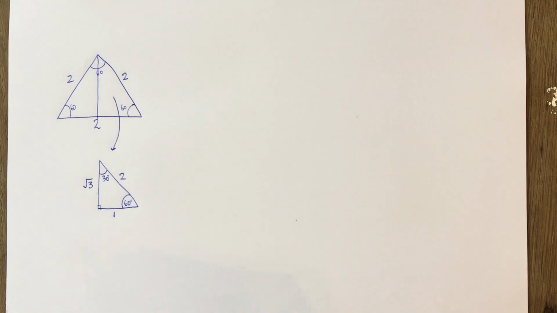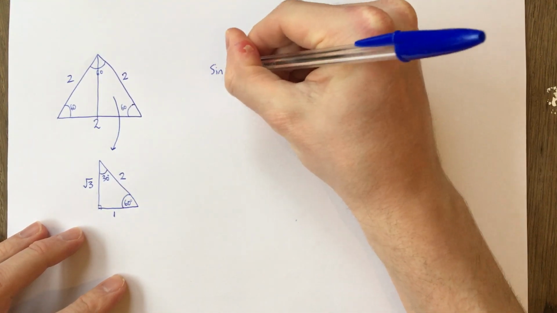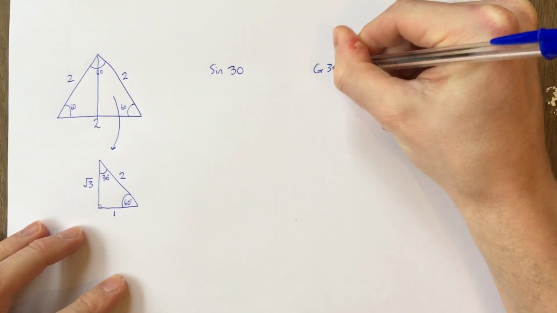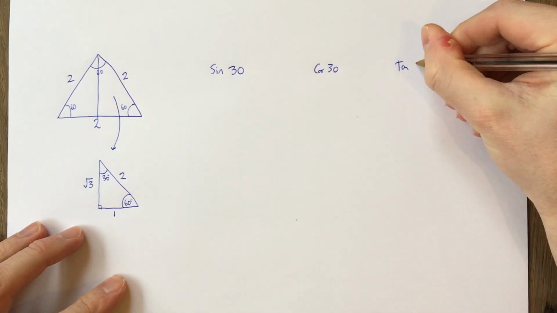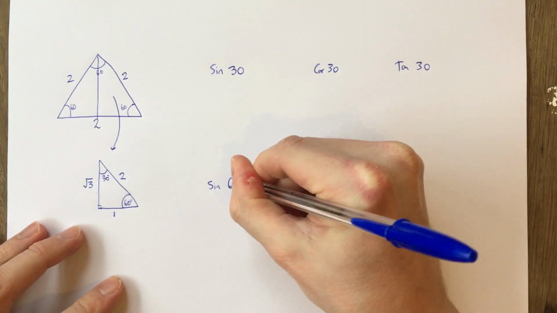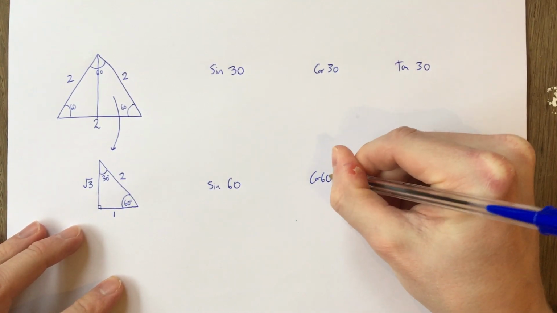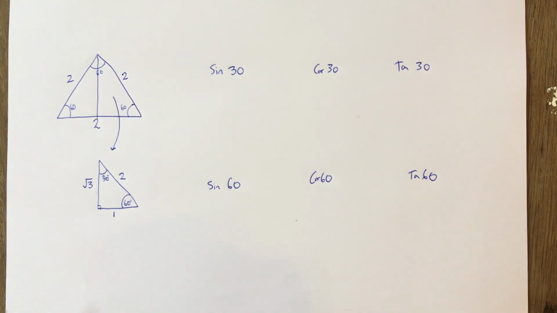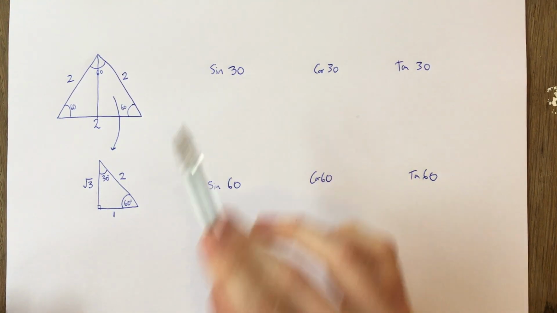Okay, so the reason why we do that is because that's going to majorly help us work out what sin 30 is, cos 30, and tan 30. It's also going to help us work out what sin 60, cos 60, and tan 60 is. Okay, so let's look at sin 30 to begin with.